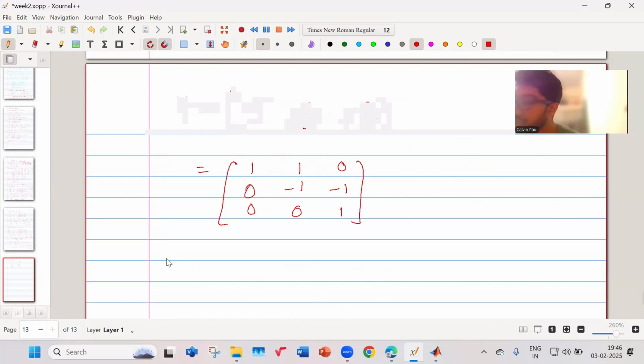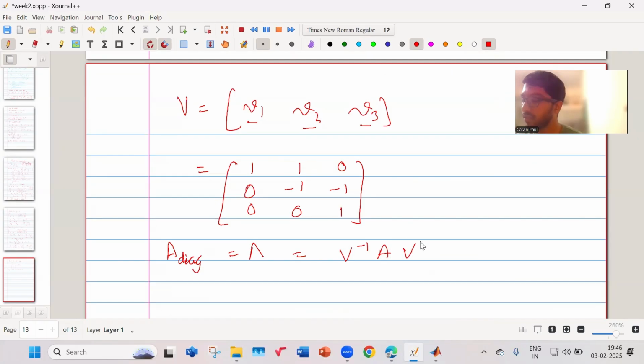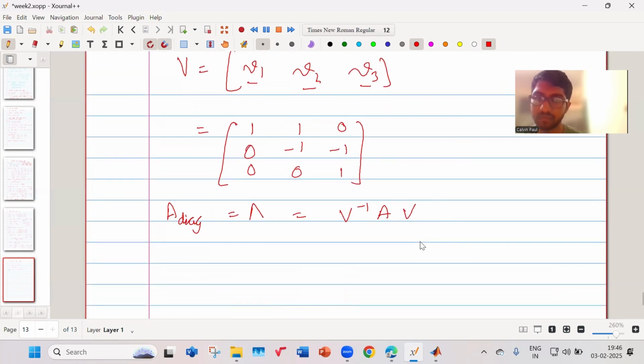Now our diagonal matrix, which represents lambda, is V inverse A into V. These mathematical calculations are very long and take lots of time, but let's try it. So now we want to find V inverse, right? So V inverse is 1 upon determinant of V into adjoint of V, right?